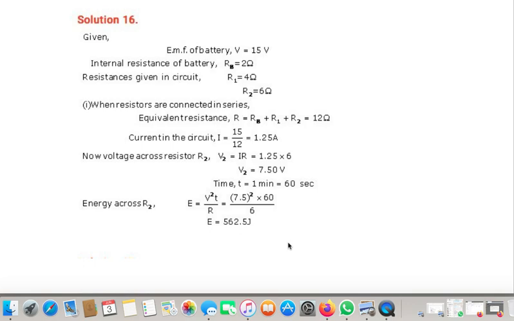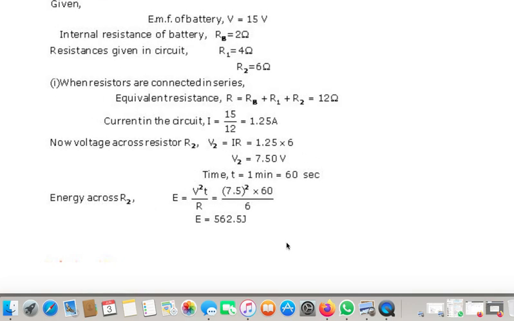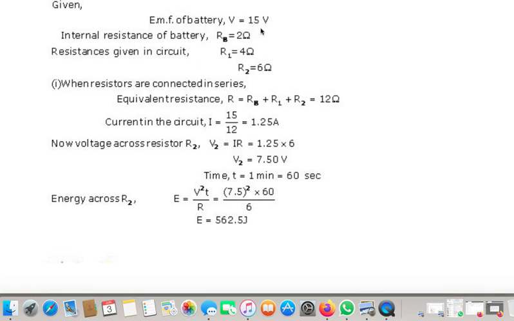This is the 17th one. What it says, see. EMF of a battery is given as 15 volt. What is EMF? When no current is drawn from a cell or battery, the potential difference maintained across the terminals is called EMF. It is given as 15 volt.